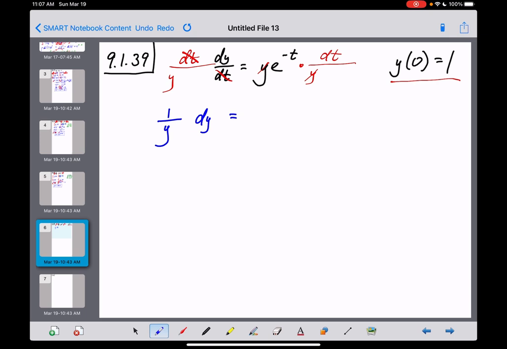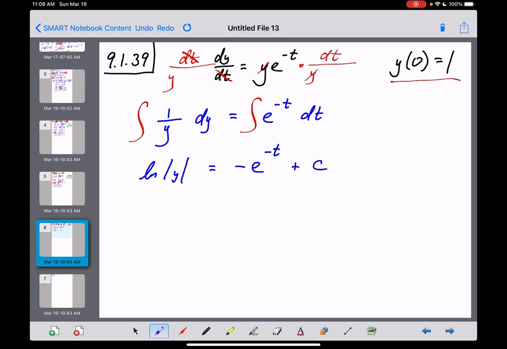And our right side then looks like we have an e to the negative t power, all of that with respect to t. So, yeah, we've separated. Let's go ahead now and anti-differentiate both sides. So yet again, our antiderivative on the left is going to be the natural log of the absolute value of y. And that's going to equal e to the same power, negative t, divided by the derivative of that exponent. That'll put a negative 1 out in front of that.